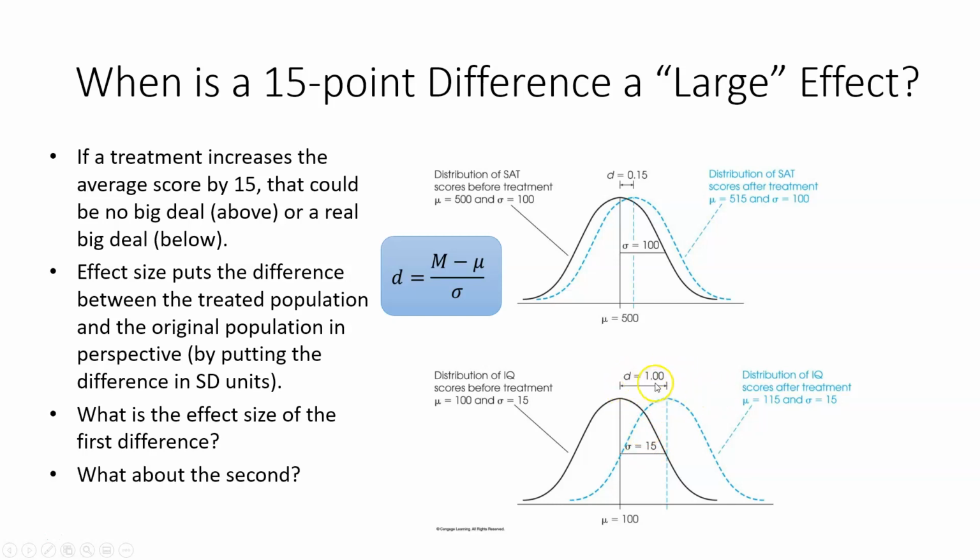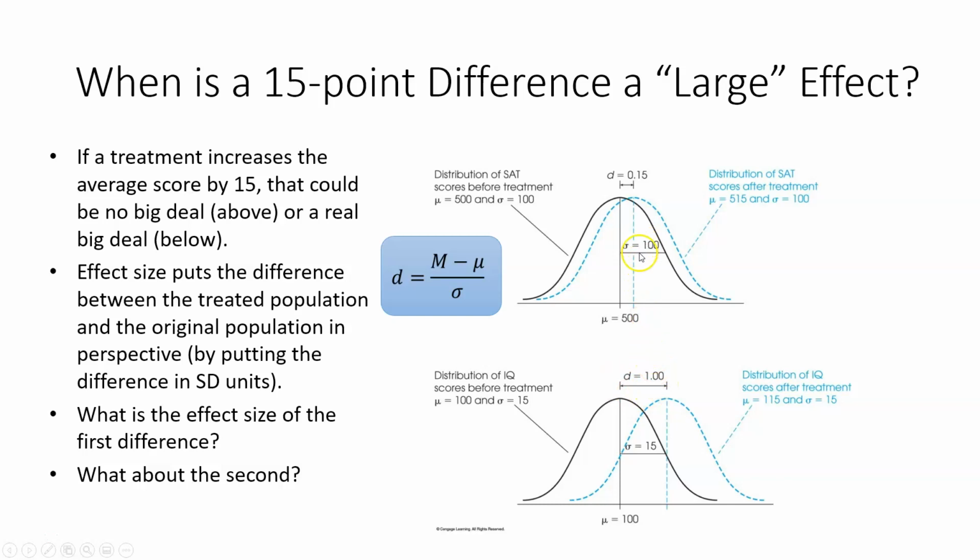In that case, you could say this is a very substantial effect size. That's much larger than the standard we gave you before, where a d of 0.8 is large. Here, a d of 0.15 is very small. That's lower than what we even call the cutoff for a small d, which was 0.2. So a 15-point difference could mean a very small effect size or a very large effect size.